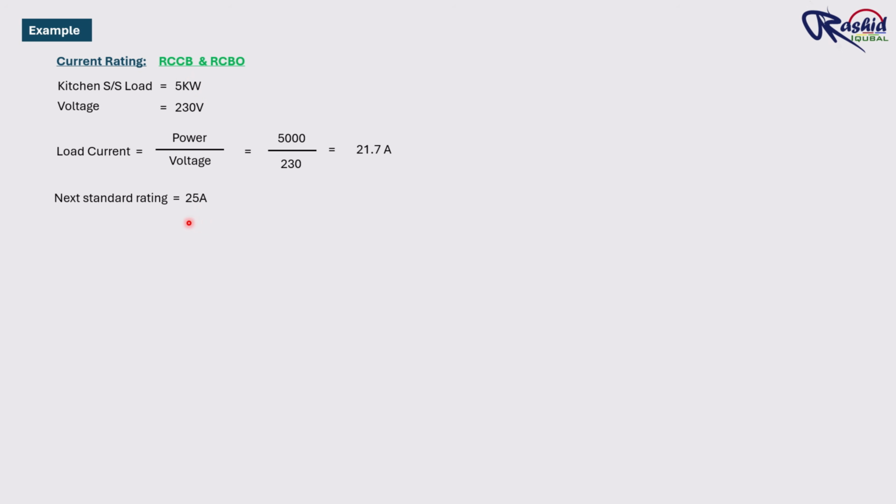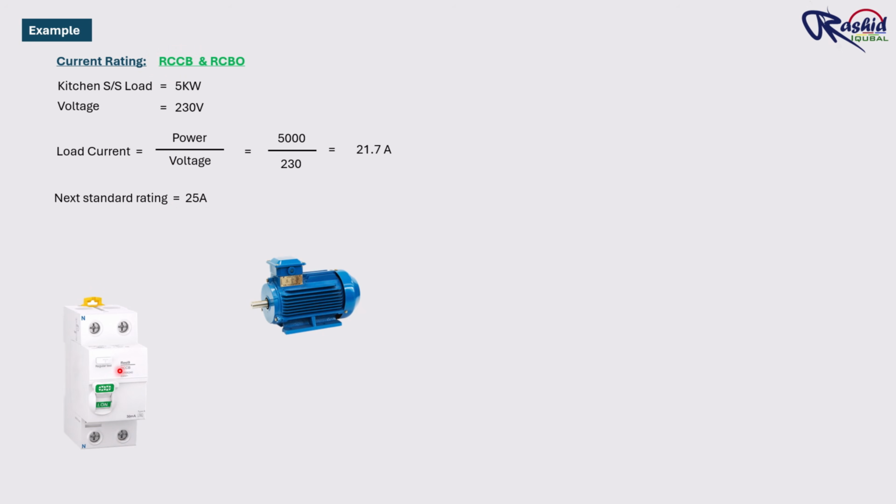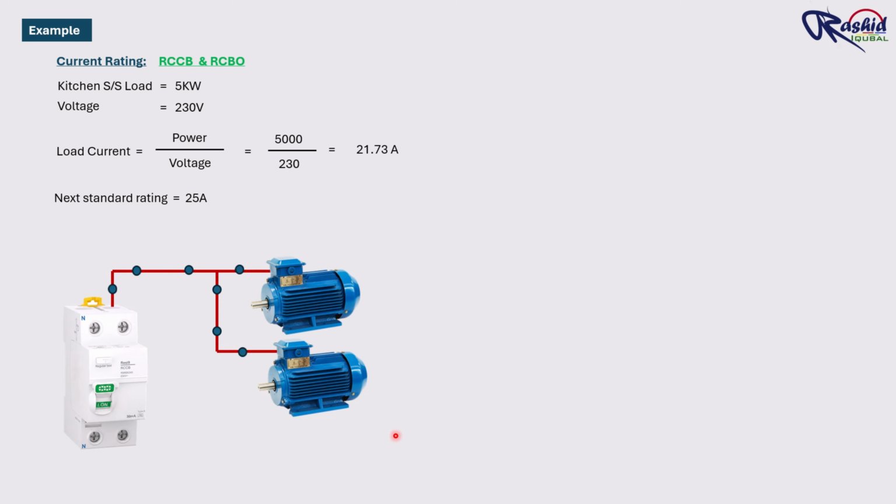Now one important question arises here. If RCCB does not provide overload protection, then why do we select its current rating? Let's understand this with a simple example. Here one motor is connected and the RCCB is carrying the load safely. Now we add a second motor and then a third motor.